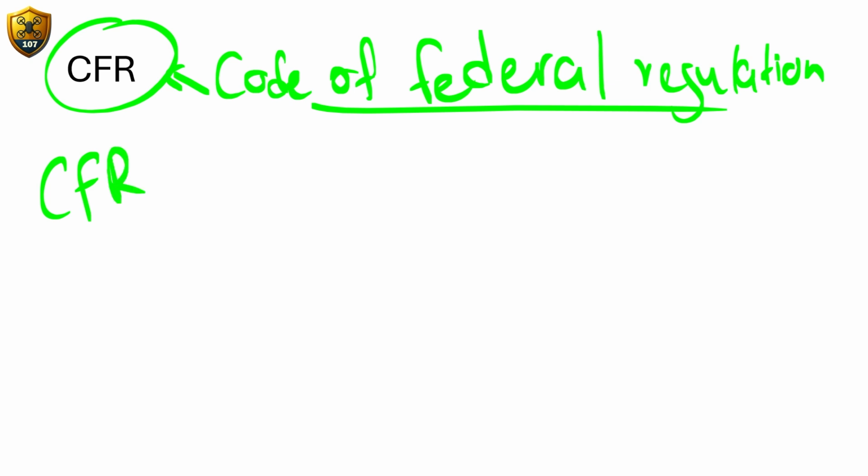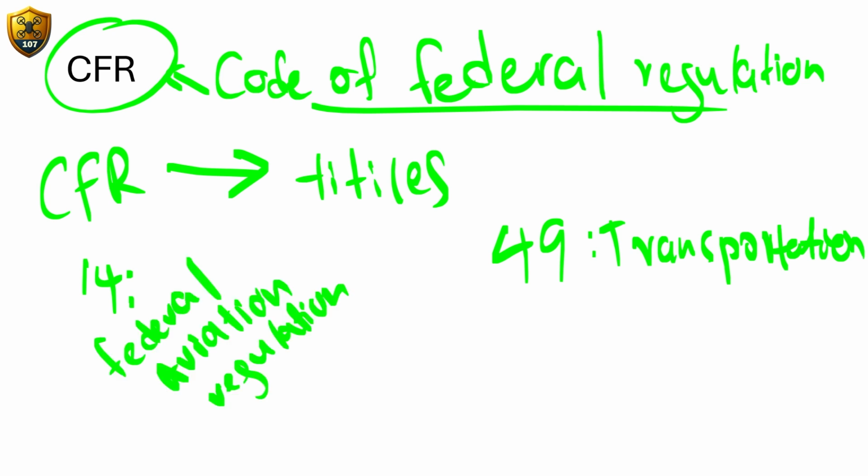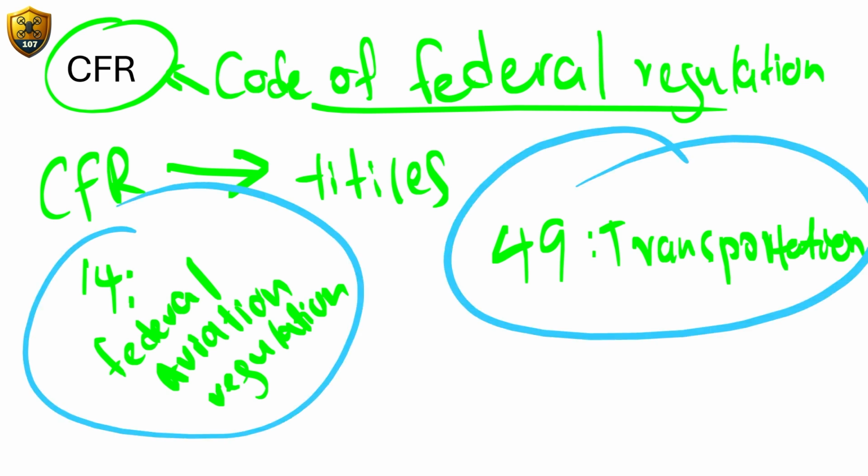CFR is divided into titles. Okay, divided into titles. So we have title 14, which is very important to us. This is where we talk about the drones and the other stuff. And also we have other titles like 49. 49 is for transport. This 14 is the important one, the main thing for us. This is for Federal Aviation Regulation. Okay, now that you understood these two things, majorly we are concerned about 14, which is for Federal Aviation Regulation, and 49 for transportation, right?